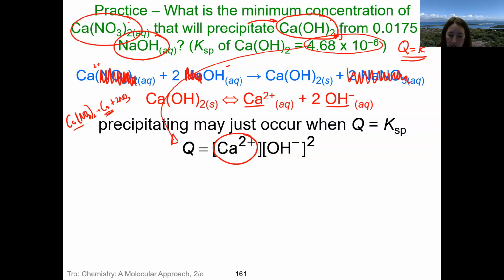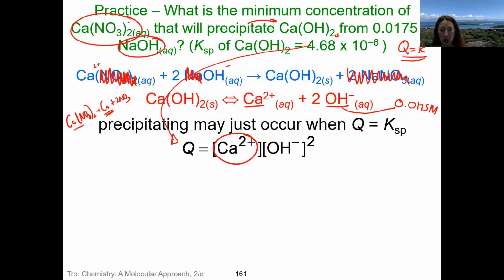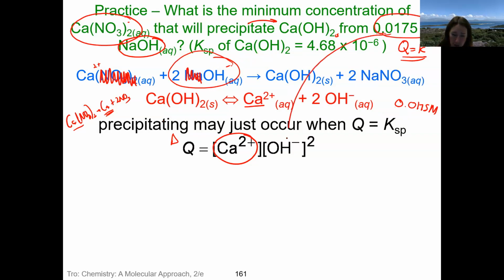And our concentration of this one is 0.0175, right? Because sodium hydroxide is our OH. That's where our OH is coming from. It's coming from our NaOH. It's coming from right there. So we just plug this right there, and then we solve for this.